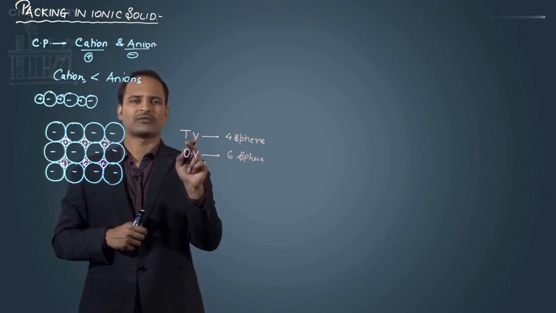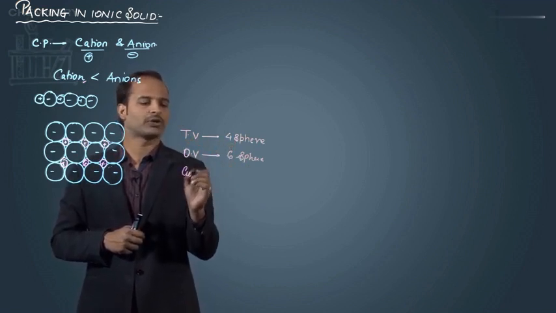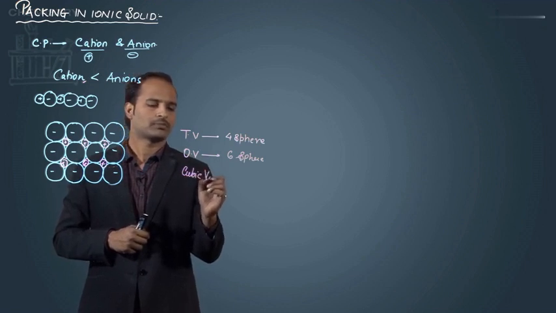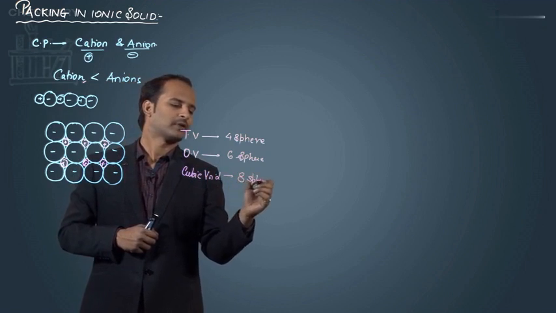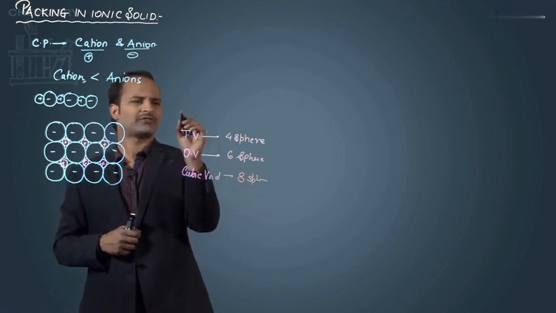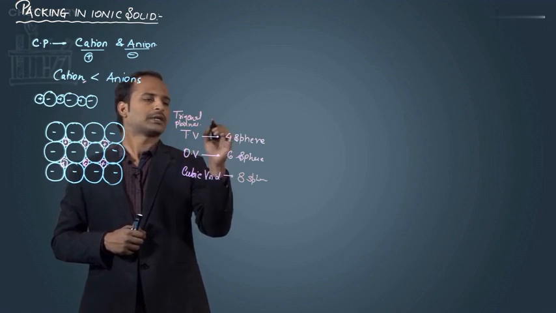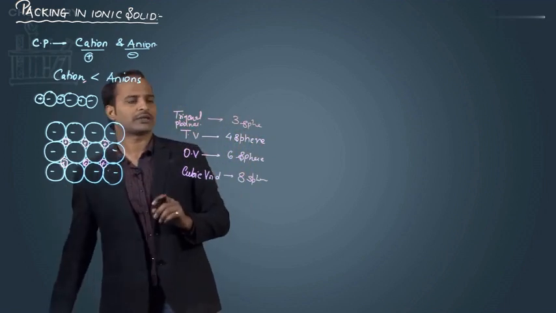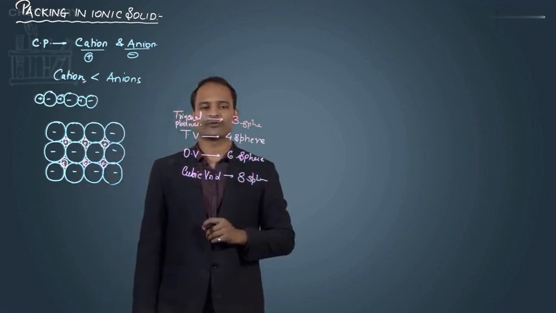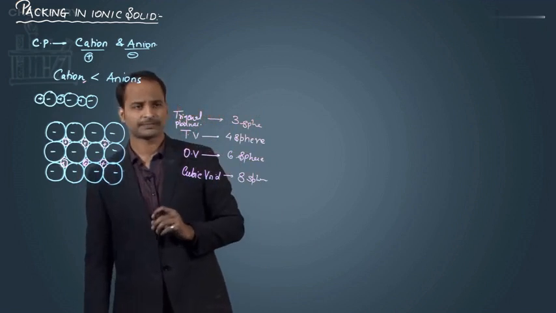So I can say for the tetrahedral void the coordination number is 4, and for the octahedral void the coordination number is 6. We have the cubic void also, which is surrounded by 8 spheres. And in addition to these 3, we have one more void that is called the trigonal planar void, which is surrounded by 3 spheres. So the coordination number of trigonal planar is 3. For tetrahedral it is 4, for octahedral it is 6, and for cubic void the coordination number is 8.